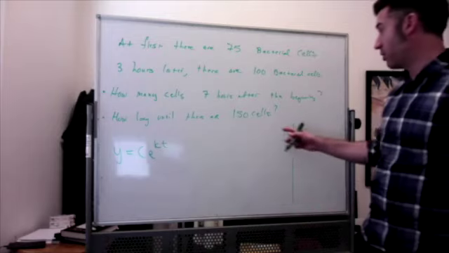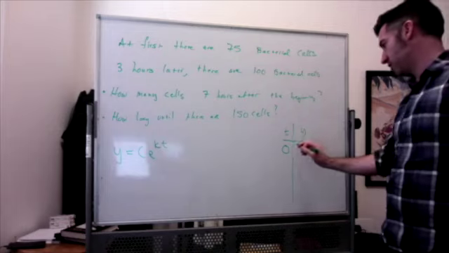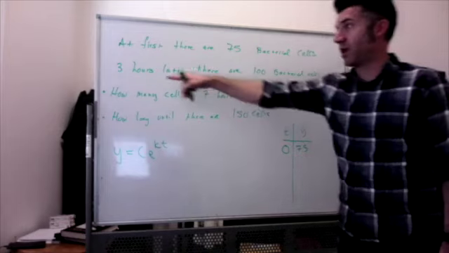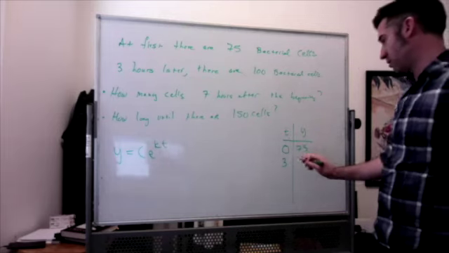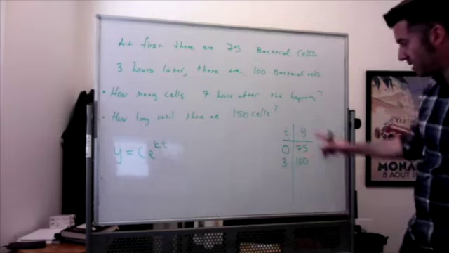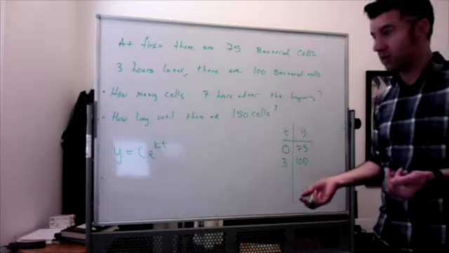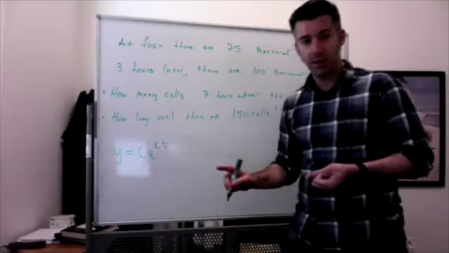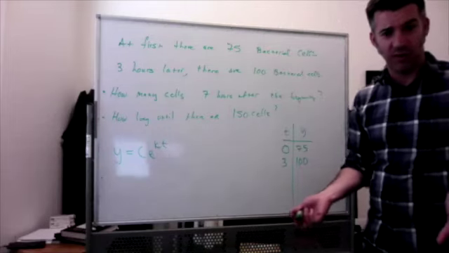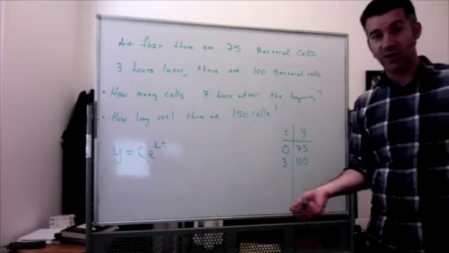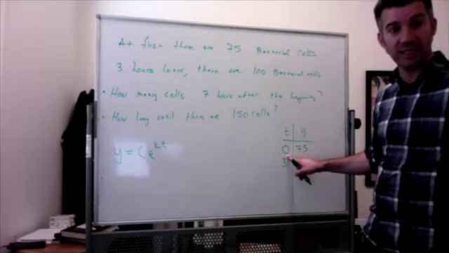So we know that in the beginning, which is time equals 0, there are 75 bacterial cells. We know that 3 hours later, when time equals 3, there are going to be 100 bacterial cells. As long as you have 2 different data points, that's enough information to figure out what C and K are. We could do the work to find C, and we won't usually, but I will right now. You could also just say, we know that C is 75. If you know how much stuff you have at time 0, that is your C value.